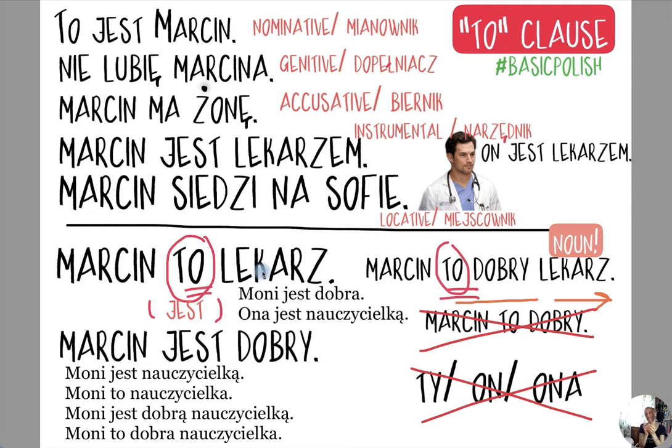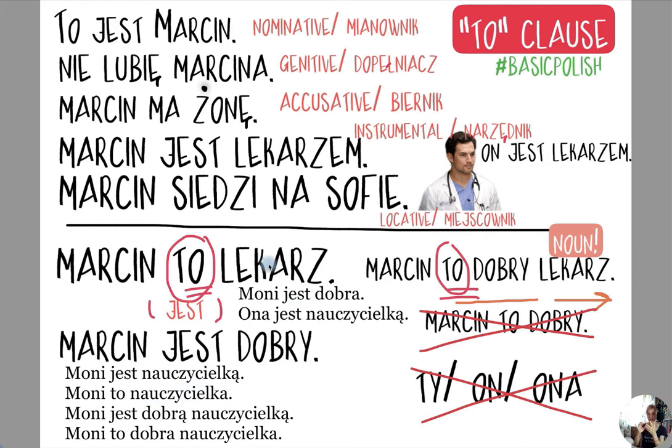There are certain catches, if you like. So you have to be careful. So let's see. You can use to clause and nominative. So don't worry about changing the word, the noun that you want to describe someone with. You just use the nominative case. Marcin to lekarz. Moni to nauczycielka. Moni is a teacher. Look, you don't have to change anything.